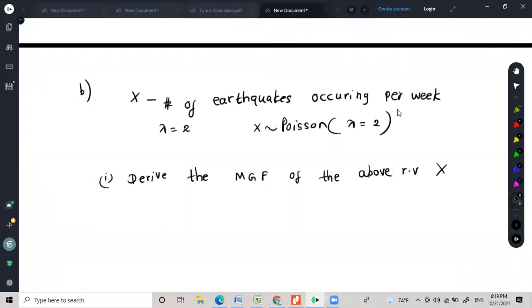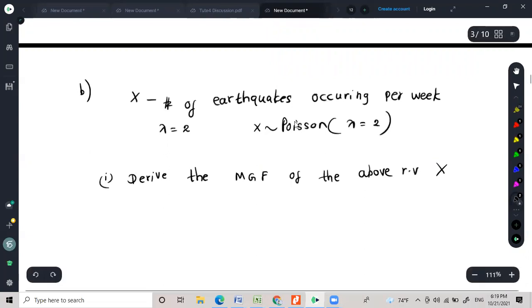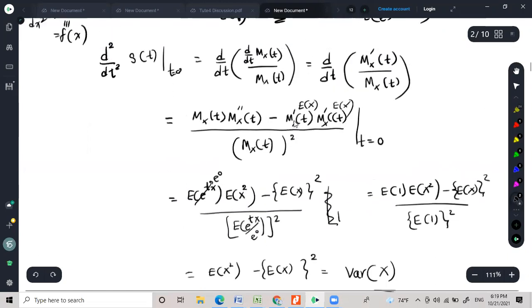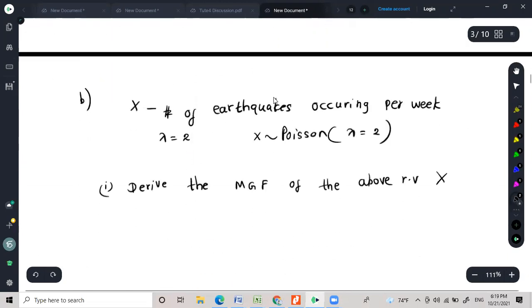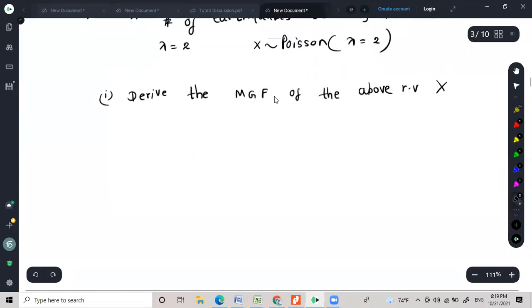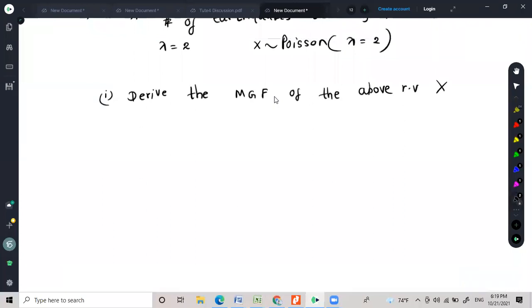And the second one, find the expected number of earthquakes and its variance using the results in part A. So you already know how to get the E(X) and Var(X). Using those results in part A, you have to find the mean and the variance of this random variable. First, let's find the moment generating function.